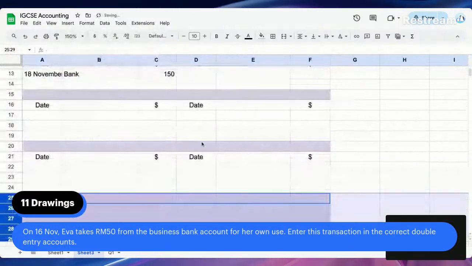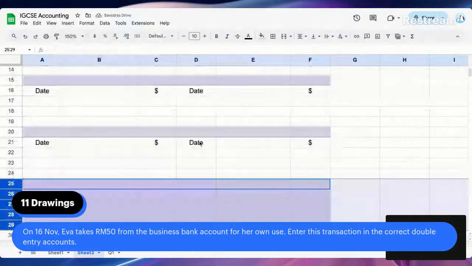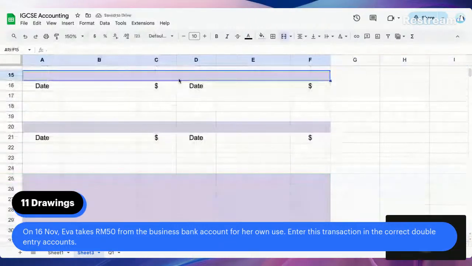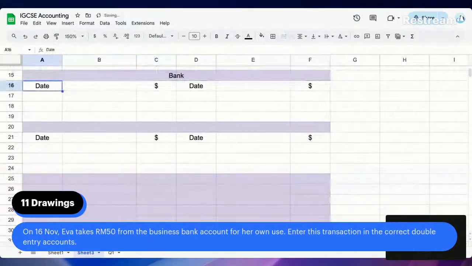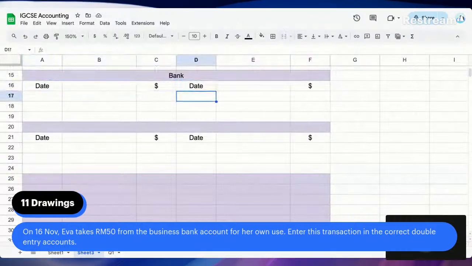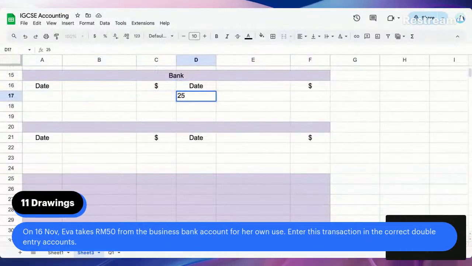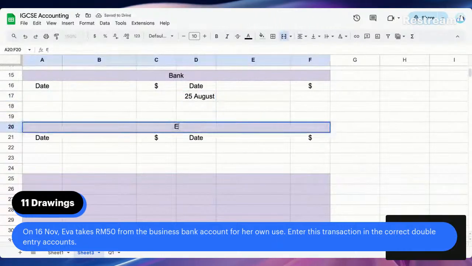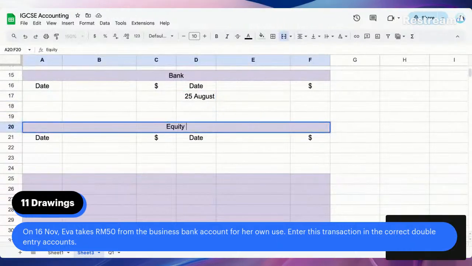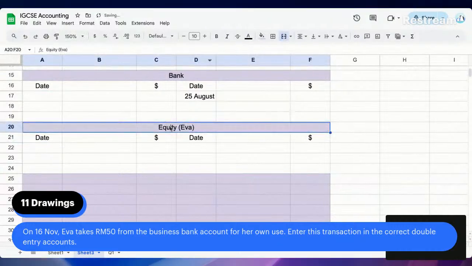Okay, so we focus in here. It's Eva. Imagine this is the bank account for the business. The money is reducing in this case, and it happened on the 28th of August. Then this is owner equity, which is Eva. So the money is going out.